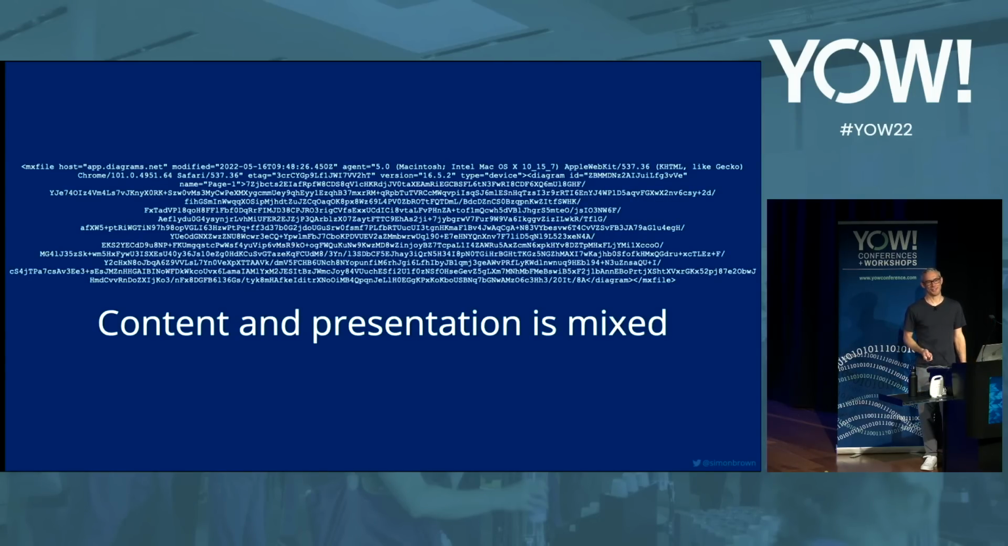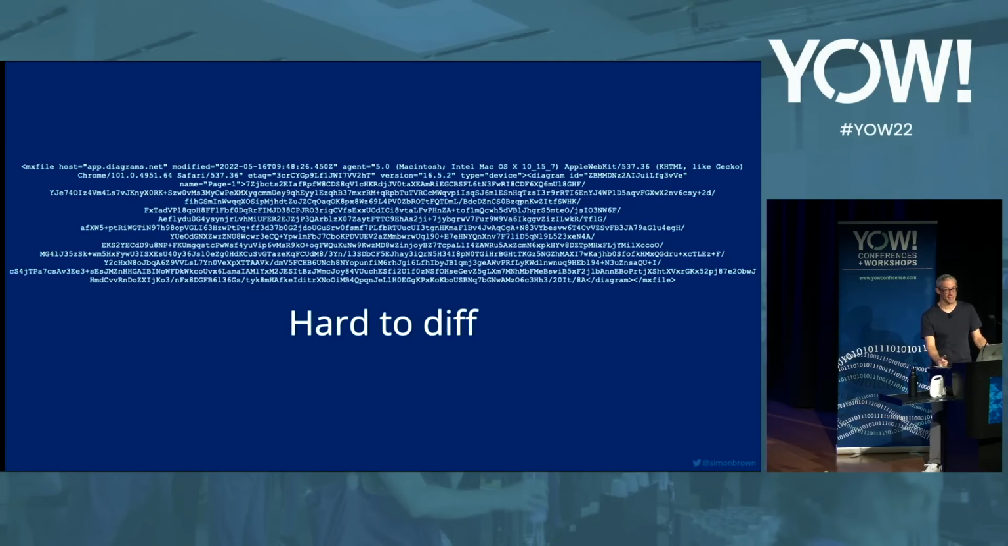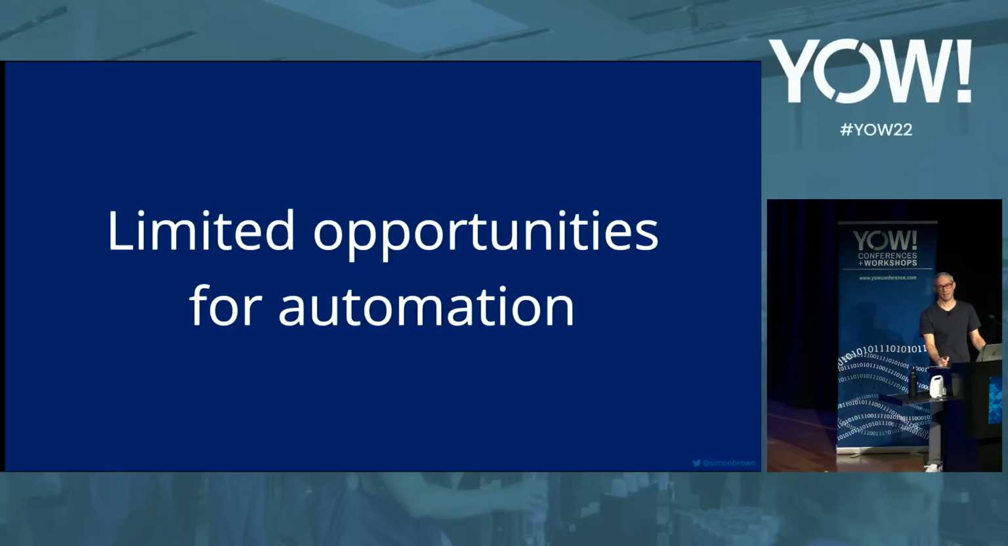This needs no explanation. If you tried to export many of these formats to a text format to stick it into Git, you get everything. Content and presentation is very mixed together. That also makes it hard to diff, so you can't include these things in pull requests. And you can't automate many of these tools. With diagrams.net, you can feed it a CSV file, and you can do some basic diagram generation, but fundamentally, these tools are quite hard to automate.